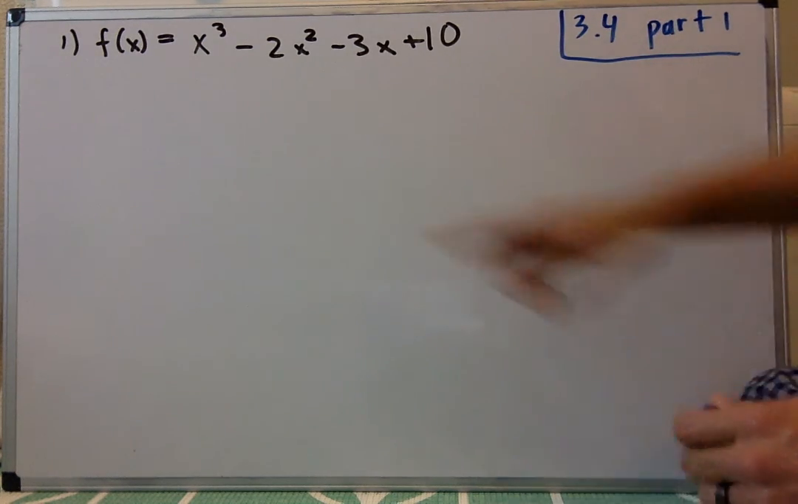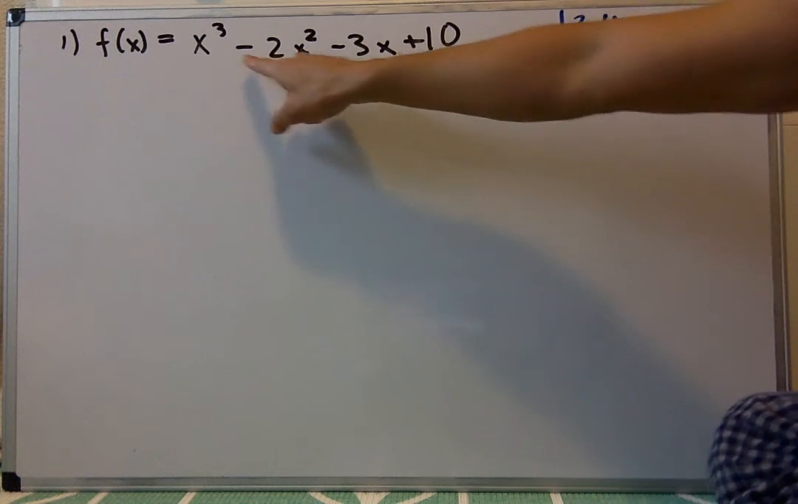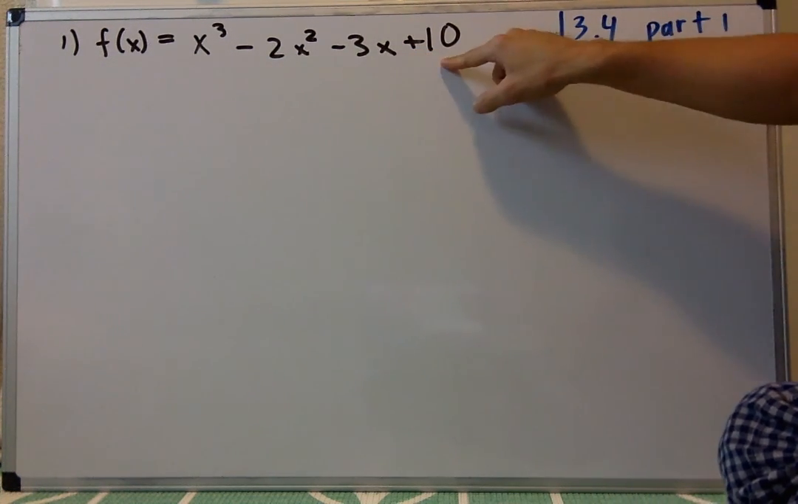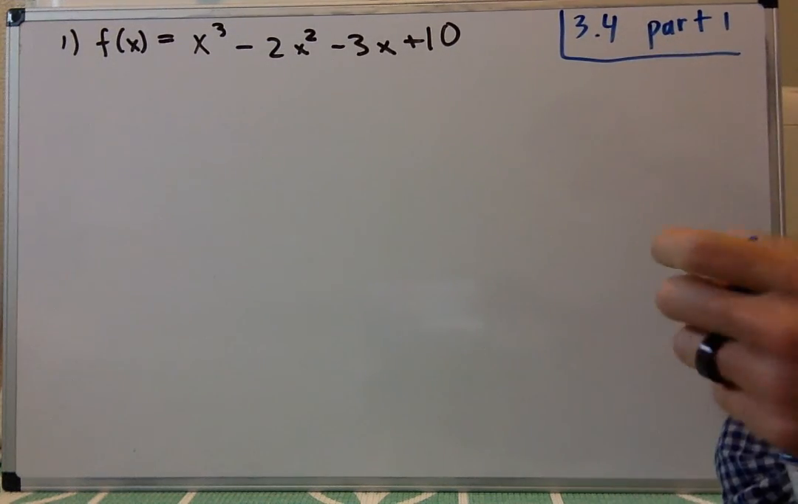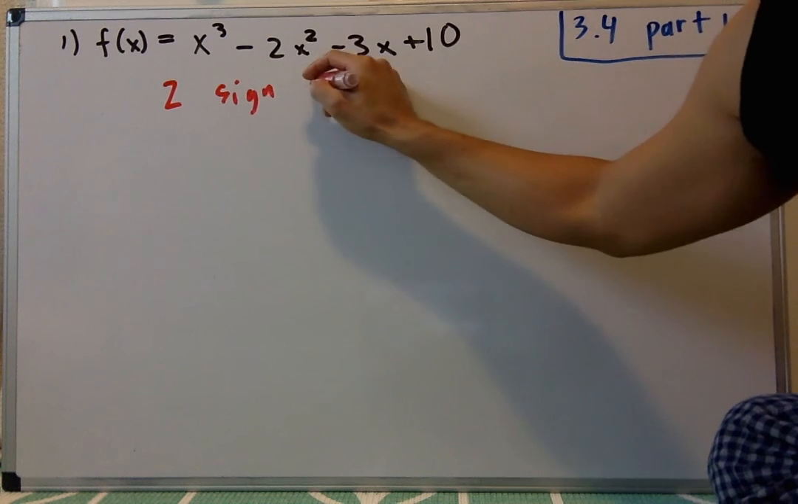For the positive case first, you look at the original f of x. Here, this is positive, right? Positive x cubed. Switching to negative, so that's one sign change. Stays negative, and then switch to positive, so that's two sign changes. Okay, so let's write that down. We have two sign changes.